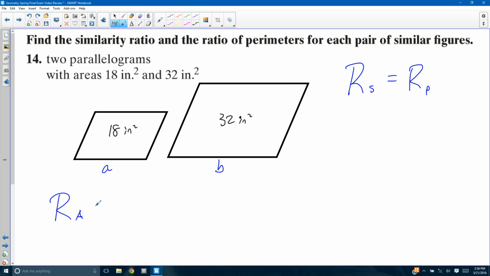Now the area ratio is not the same thing. If I do it from small to large, it's going to be 18 square inches over 32 square inches.